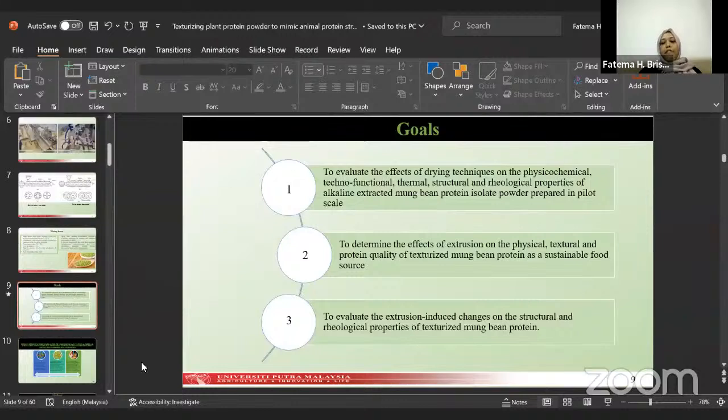So we have 3 different goals. At first, because we are using a powder sample, and in order to create a powder sample, of course, we have to use this drying technique after we extract the protein. And there is a possibility that the characteristics of the protein sample might change. So we want to study what characteristics can be changed, and whether, after the application of the drying technique, it is still suitable for the production of meat analog or not. And second, we want to see the effect of the extrusion parameters on the texturized vegetable protein. And third, how we can basically detect the changes that have been made through extrusion technology.